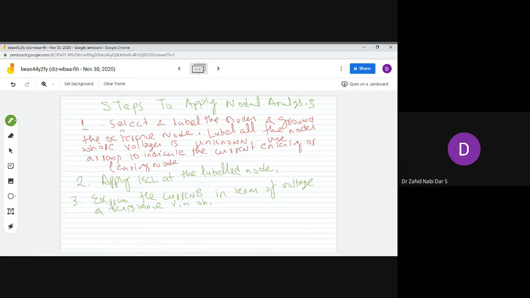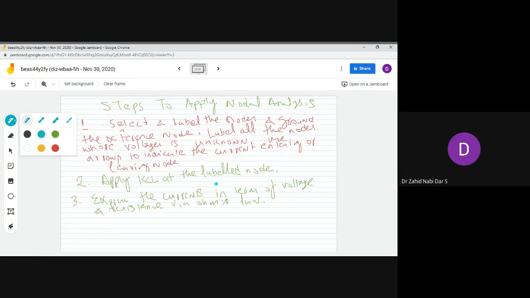So this is a very important step. First you have to write KCL, then you have to express the currents in terms of voltage and current via Ohm's law. Now in this step, one important criterion that you have to keep in mind is that you have to make sure your current directions and voltage polarities are correct.